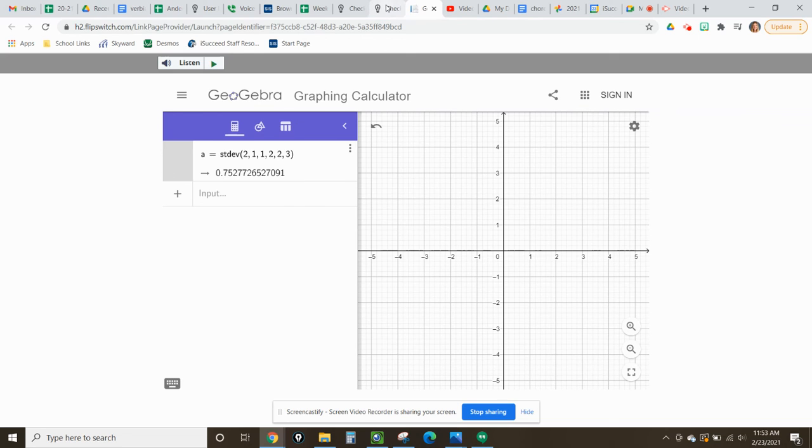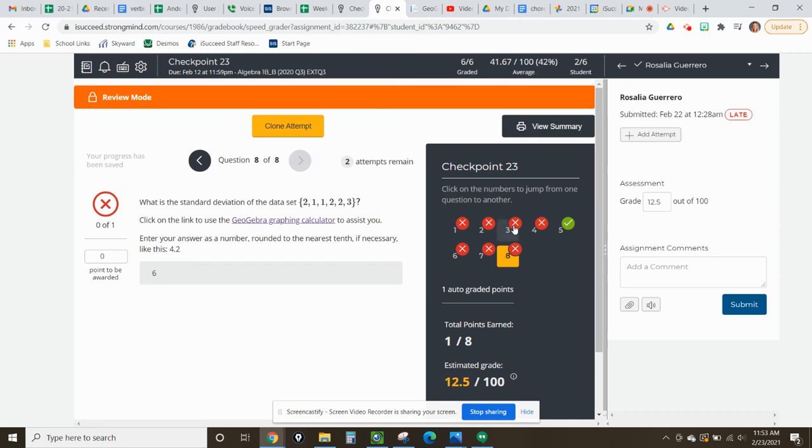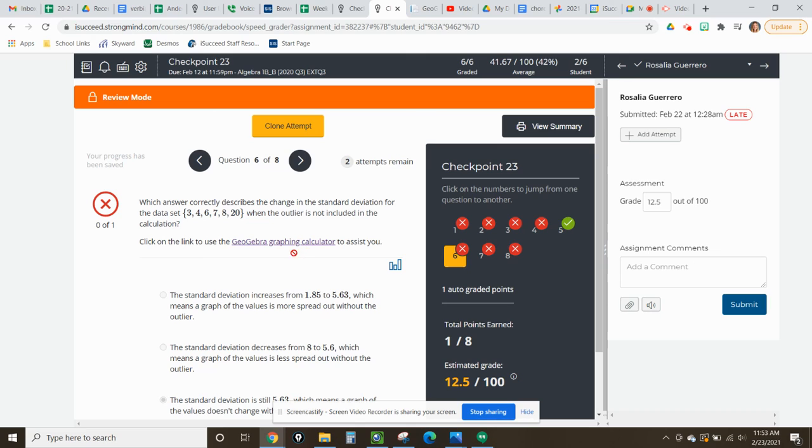And then that's the same thing you would do on that other question that asked you to find the standard deviation. Yeah, right here. Make sure you see this one says find the standard deviation when the outlier is not included. Which correctly describes the change of the standard deviation of this when the outlier is not included? So find the standard deviation with the outlier and then find it without, take out the 20. So hopefully that helps. Let me know if you need more help after that.